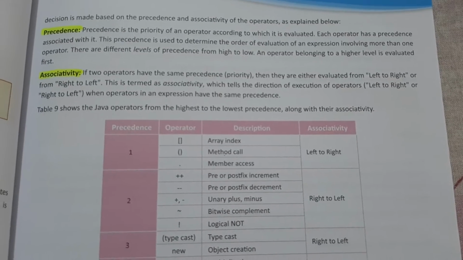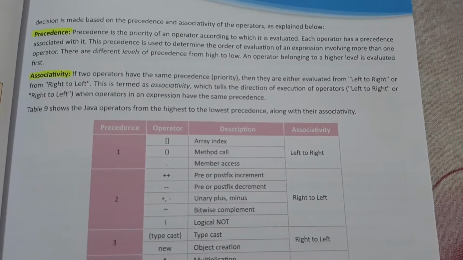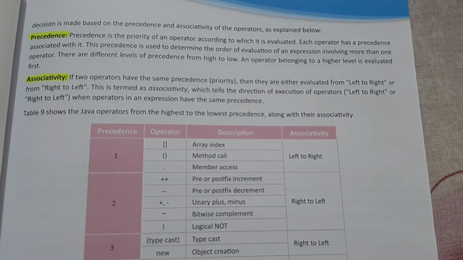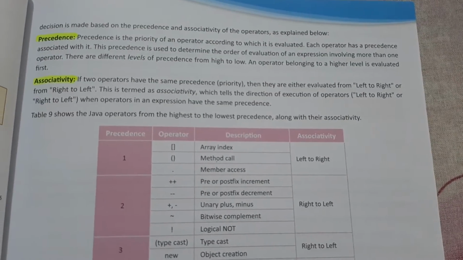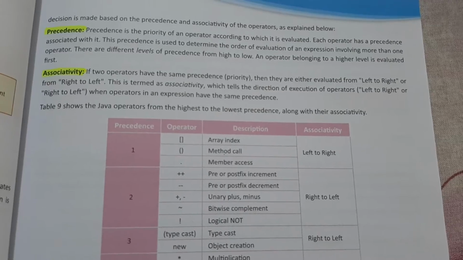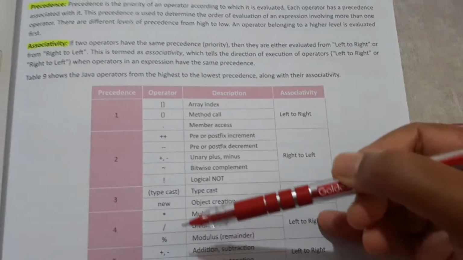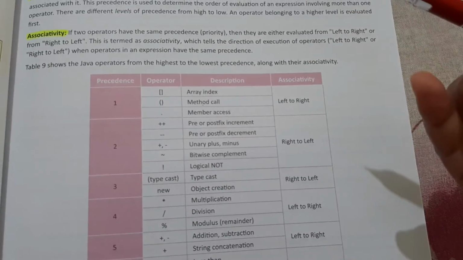Next is the precedence of the operator. What is the precedence and the associativity of the operator? Precedence of the operator is the priority of the operator according to which it is evaluated. It simply means we follow a certain order in order to evaluate the operators. Now we have so many operator symbols. Okay, so you should also know which symbol has to be solved first.